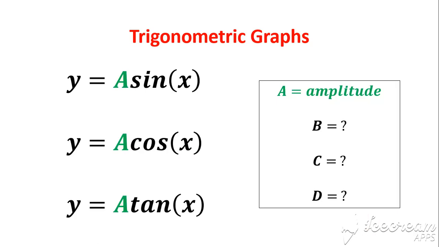Right, so let's wrap up. We've talked about a number out the front of the sine, the cosine, or the tan being equal to the amplitude, the height of the wave. We're now going to talk in the next couple of videos about what B, C, and D are.